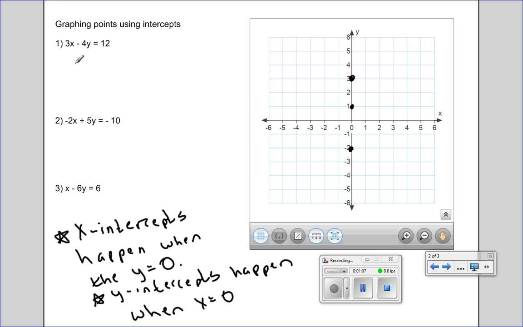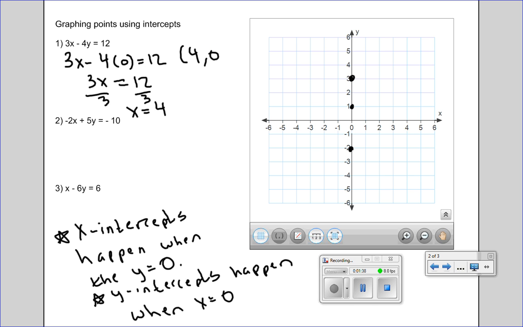So if I'm trying to graph an equation based on intercepts, if I'm trying to find my x-intercept, I'm going to actually make y be 0. So let's start this first one by trying to find my x-intercept. So I'm going to go ahead and plug in 0 for y. So 4 times 0 will just be 0, and I'll be left with that, and I divide by 3. So x will equal 4. So my point will be 4, comma, and then I plug in 0 for y. So I'll come over to my graph, and I'll put a point at 4, 0.